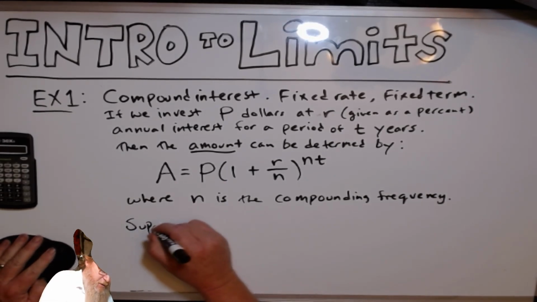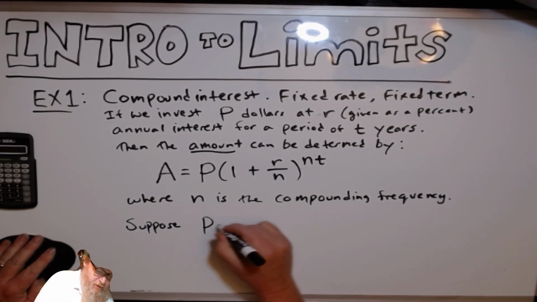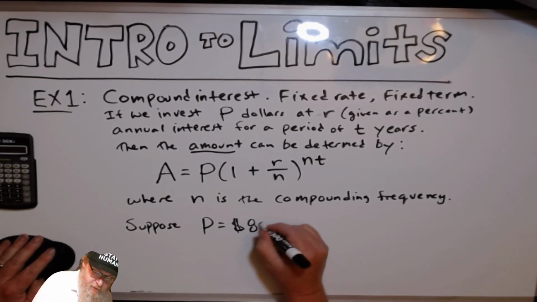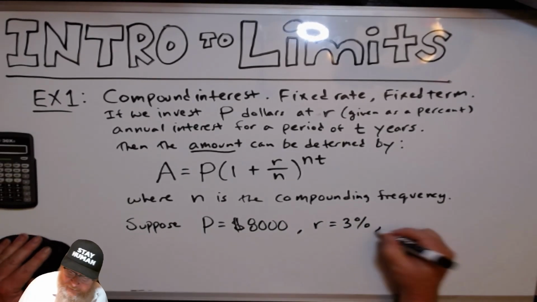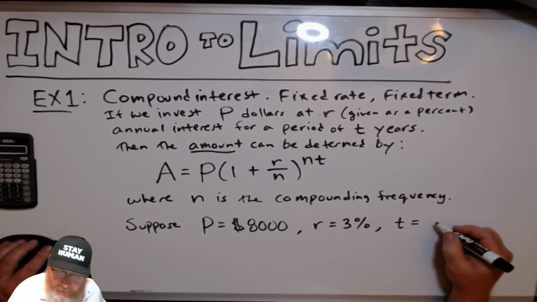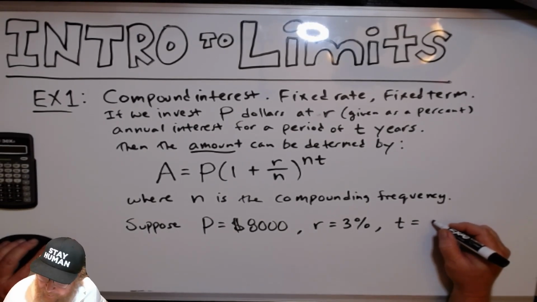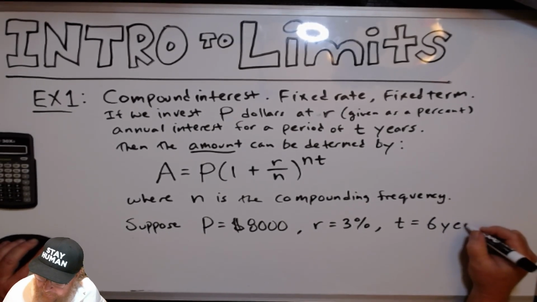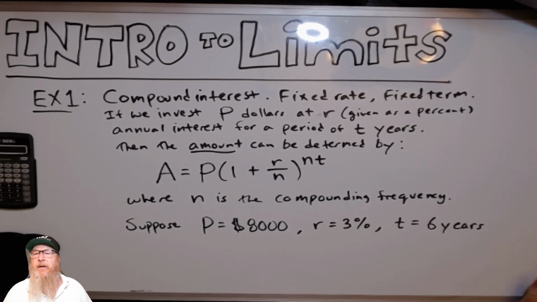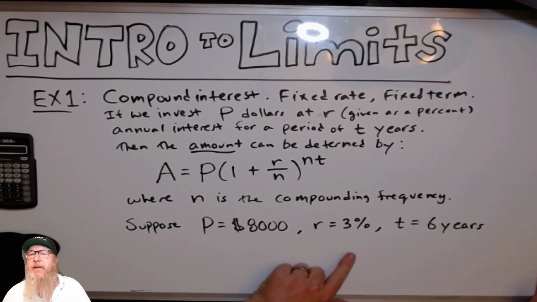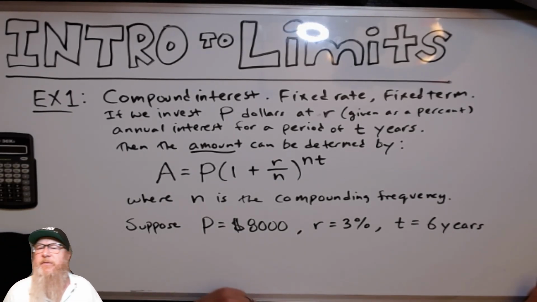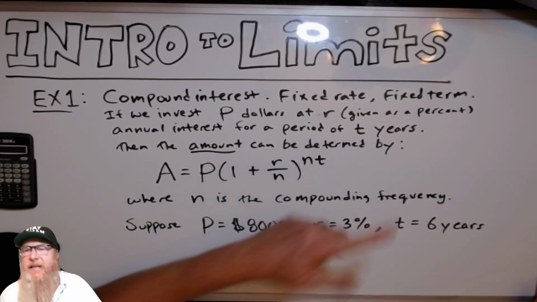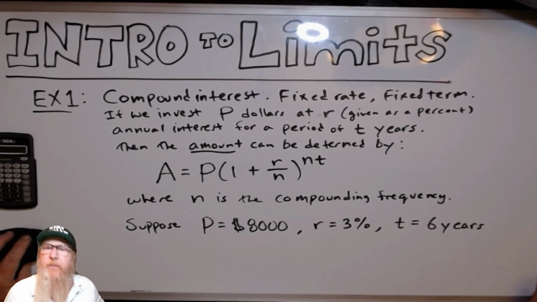Let's go ahead and suppose principal is $8,000. Our rate is 3%. And our term, or our period, is 6 years. All right, so I put $8,000 into an investment that's going to guarantee a fixed rate of 3% annual interest over a term of 6 years, or a period of 6 years. Sometimes we call it the period, T, time, term. Okay.